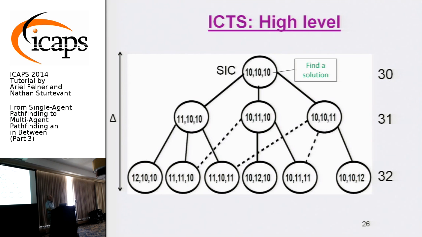So I'm actually doing a breadth-first search on this tree. Is there a solution of 10, 10, 10? No. How about 10, 10, 11, or 10, 11, 10, and so on? I'm doing this until I find the goal node, and it's easy to see that this will return an optimal solution. And the depth of this tree we call delta. It's the delta between the heuristic of the start state, the SIC, the sum of individual costs, and the actual solution.